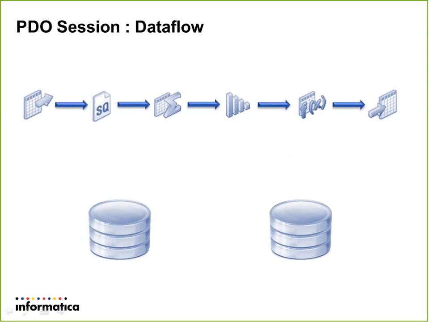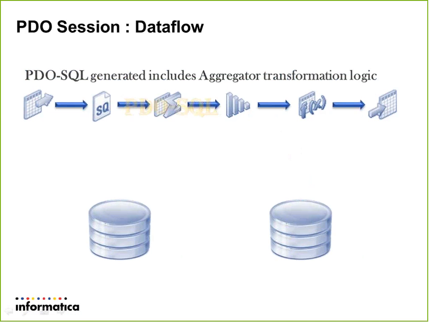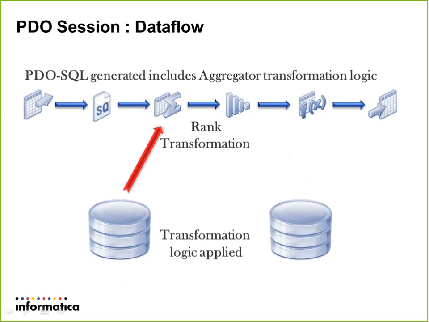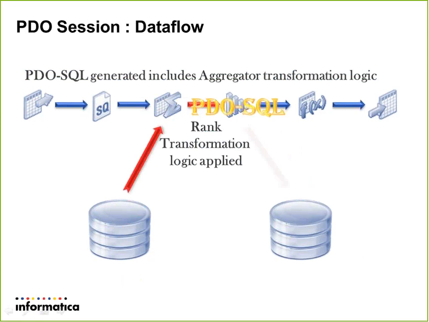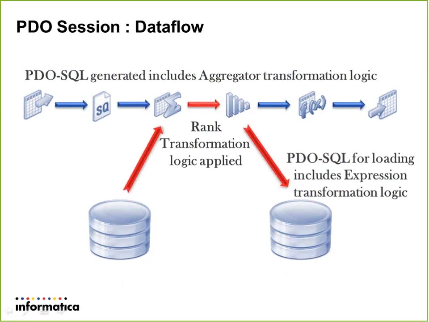If the same PowerCenter session is configured for pushdown optimization, the attempt would be to push the appropriate transformation logic to the source and target databases. For this particular example, the rank transformation cannot be pushed to the database. Hence, an appropriate PDO SQL is generated to process the transformations up to and including the aggregator transformation. Once such PDO SQL is generated, it is fired to the source database, and the result set is further processed by the Integration Service applying the rank transformation.